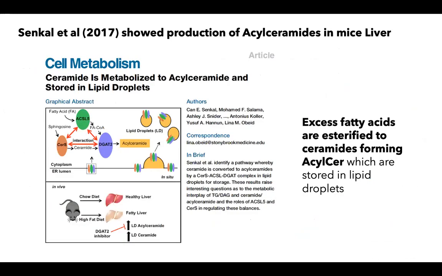To support this, we also found data in the literature that have proved the formation of acylceramides in the liver of mice submitted to a high-fat diet. The proposal of this study was that excess fatty acids are esterified to ceramides, forming acylceramides stored in lipid droplets. This study did not show acylceramides in blood plasma. However, we believe that these acylceramides in lipid droplets are delivered to the blood plasma.